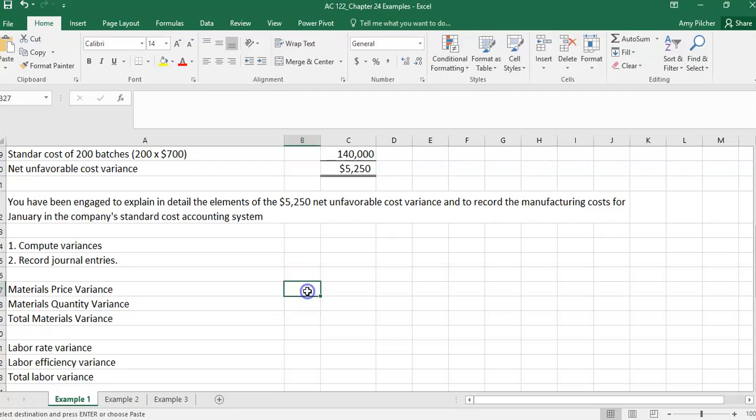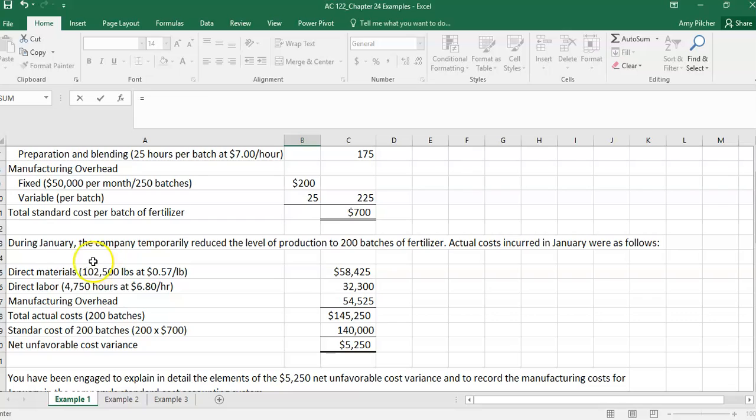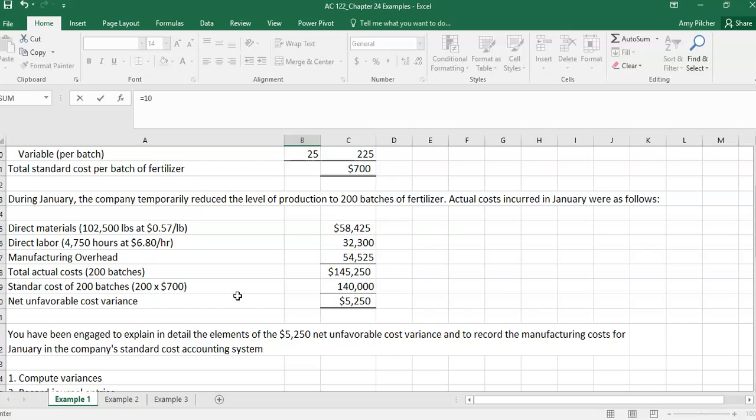So for this example, we're going to start with the materials price variance. Materials price variance is a comparison of what we actually paid for our materials versus what we budgeted to pay for our materials. So we take the actual number of materials used. We can see here that we actually used 102,500 pounds. So 102,500 times, and then the difference between what we paid and what we budgeted.